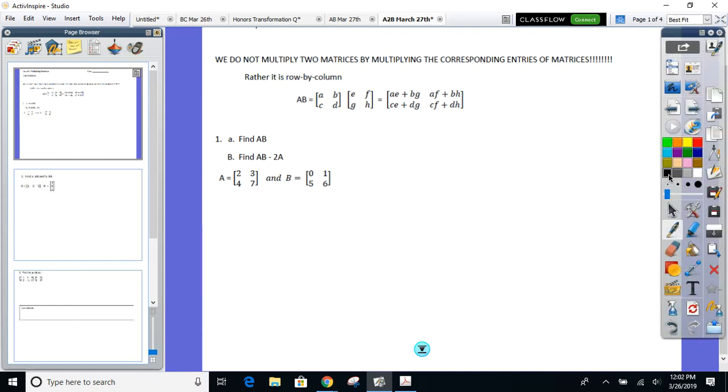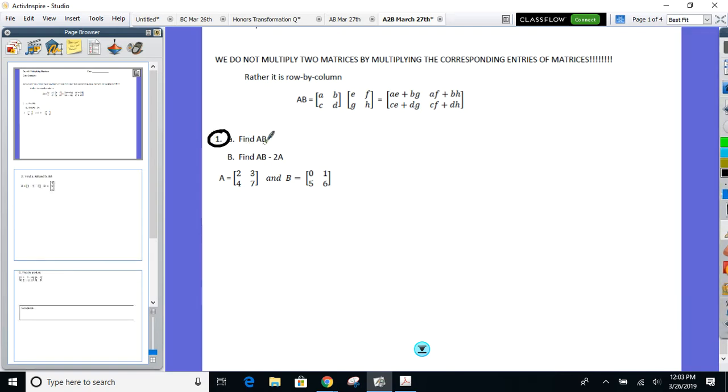Before I get into how to multiply a matrix, we need to check if we can multiply the two matrices we are given, because you cannot multiply any two you want. It has to follow a certain direction. All right. So let's take example one here first. Find AB. So they're asking us to multiply matrix A and matrix B. So the first thing we need to check is, hey, can we even multiply them? And here's how we check.